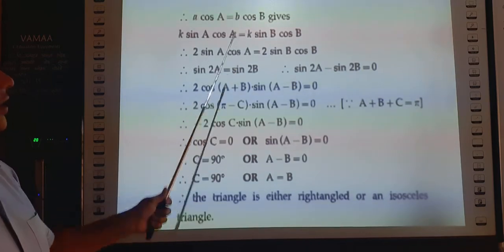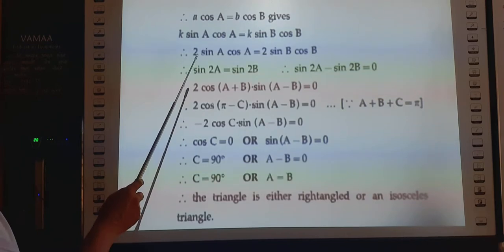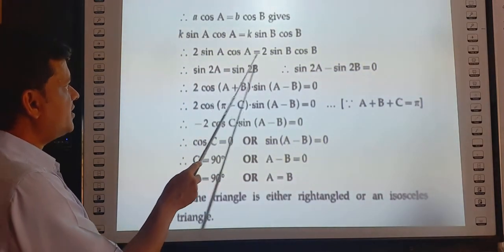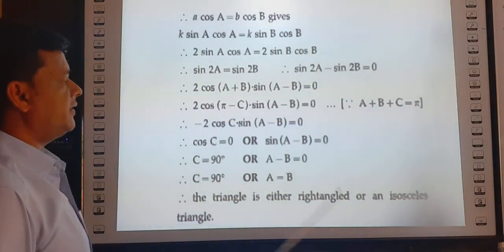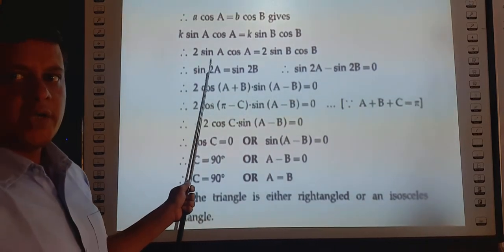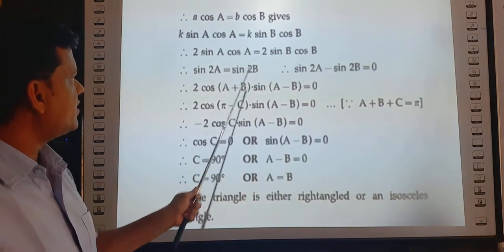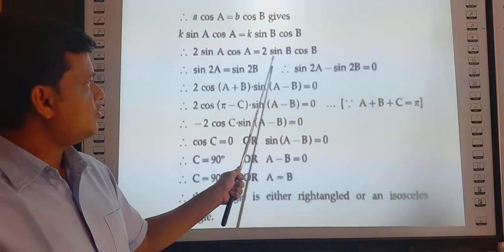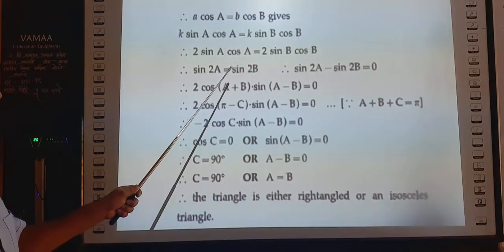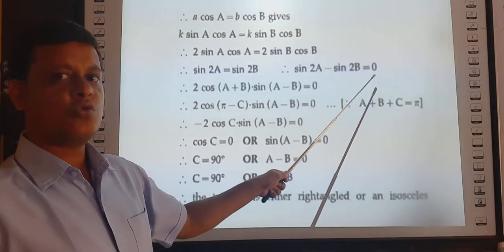After substituting the values, cancel this k with this k and multiply both sides by 2. So we get 2 sin a into cos a equals 2 sin b into cos b. Now this is the double angle formula. We know that sin 2 theta equals 2 sin theta into cos theta. From that we write 2 sin a into cos a as sin 2a and 2 sin b into cos b as sin 2b. Now after transferring sin 2b to the left hand side, we get sin 2a minus sin 2b equals 0.